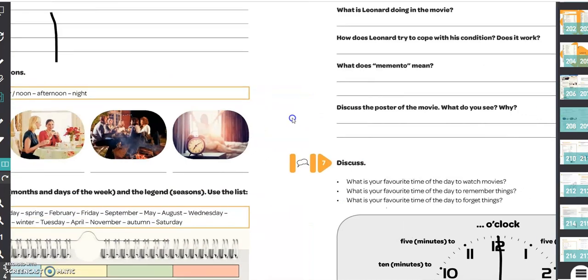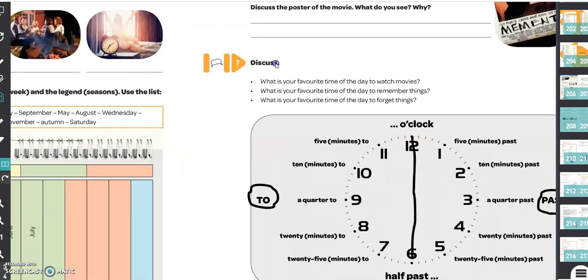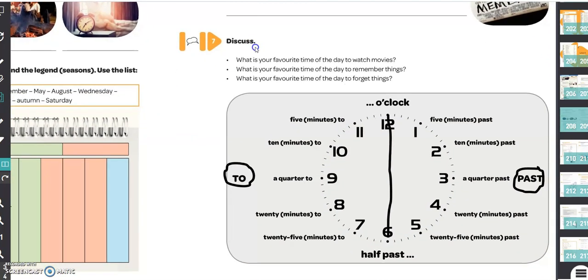Exercise 6, you don't have to do that one. But 7, here you have to have a look at the box. It's about time. So if we are talking about time, you divide your clock in 2 parts. So on this side, you use past. On this side, you use to. If you have a full hour, you use o'clock.